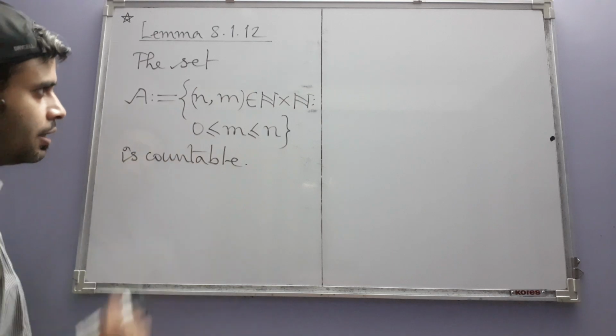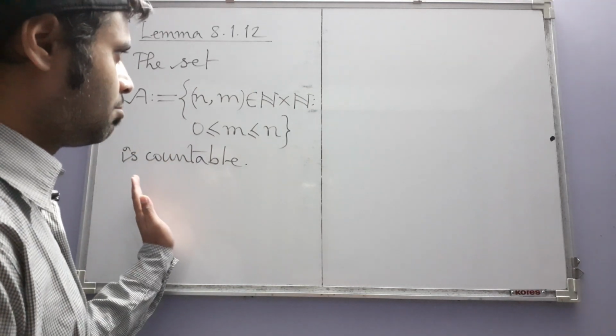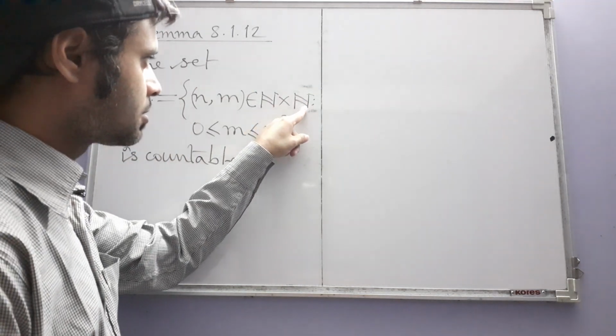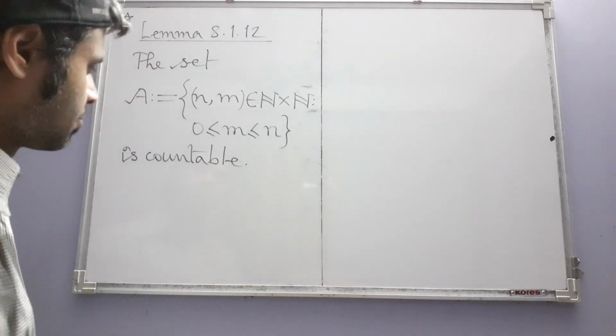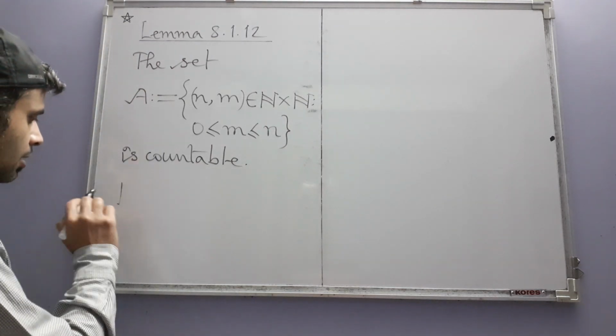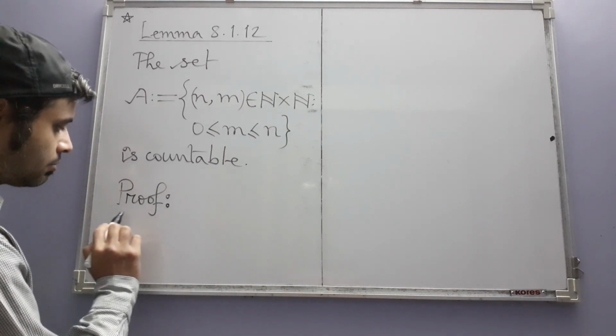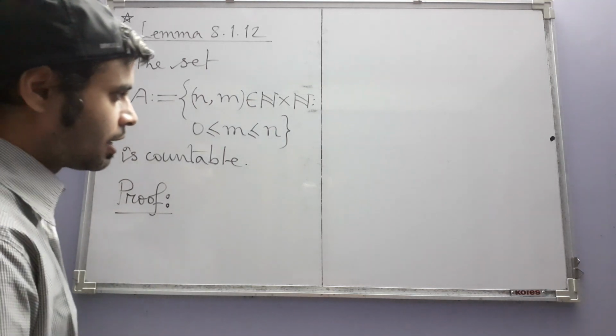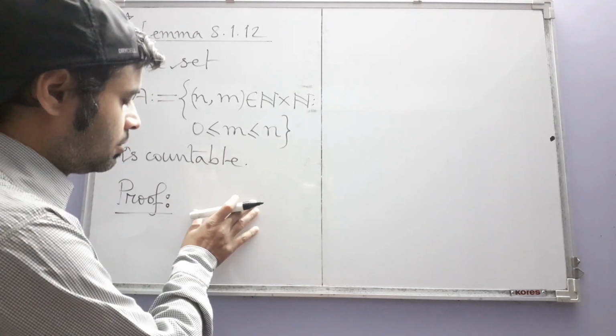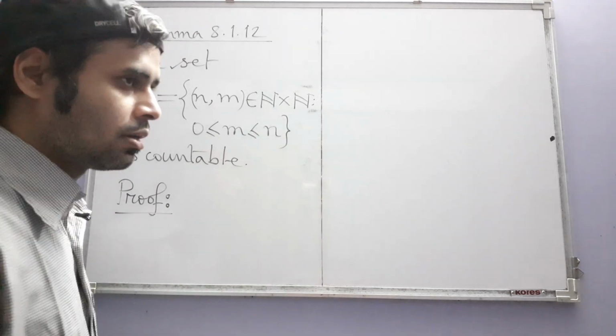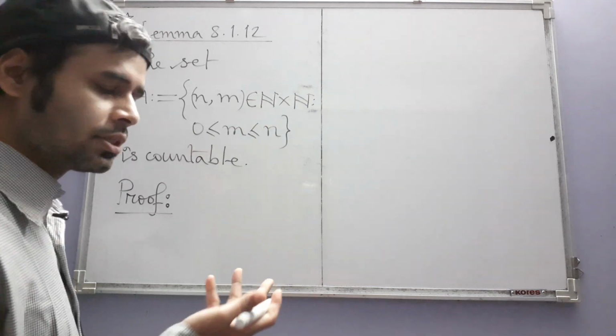That means this set itself has a bijection with the set of natural numbers. So let's see how the author has proved it. Now the proof starts off with a sequence of natural numbers whose definition is recursive.